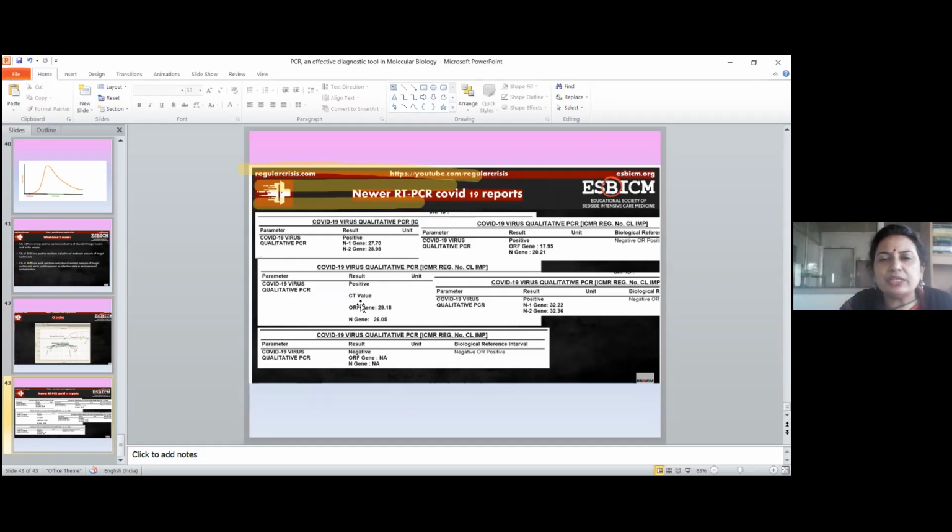N gene, 27. Here you can see ORF gene. This is open reading frame, something like that. Okay, and it is 29, it is 27. That means 27 cycles were required, 29 cycles were required. And in this one, you can see the last one, the lowermost one, negative. ORF gene, not seen. N gene, not seen. No signal was generated. No fluorescent signal generated means the COVID virus is absent, coronavirus is absent.